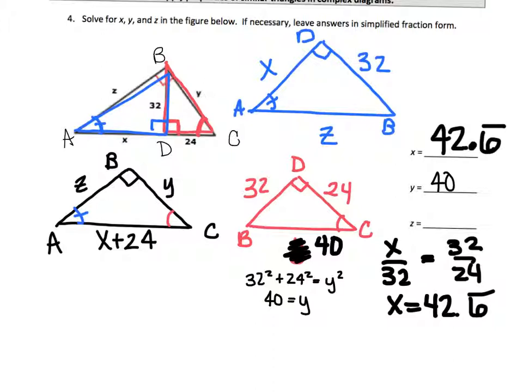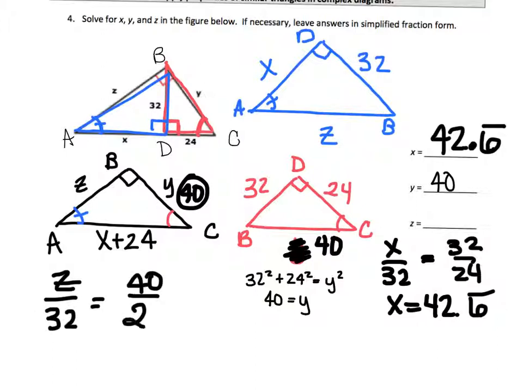Okay, and then side Z. For side Z, you can use the blue and the red triangles as well. Or you could use the black and the red one because we know what y is. We know y is 40. We found that out from the beginning. So we could do Z over 32 equals 40 over 24. And I got 53.3 repeating.